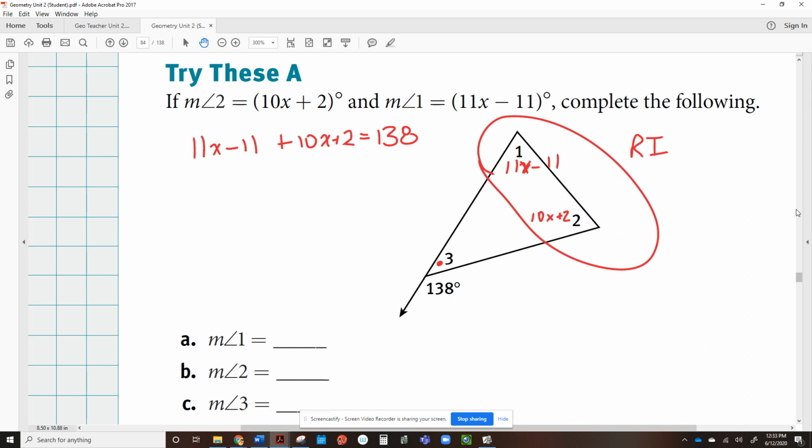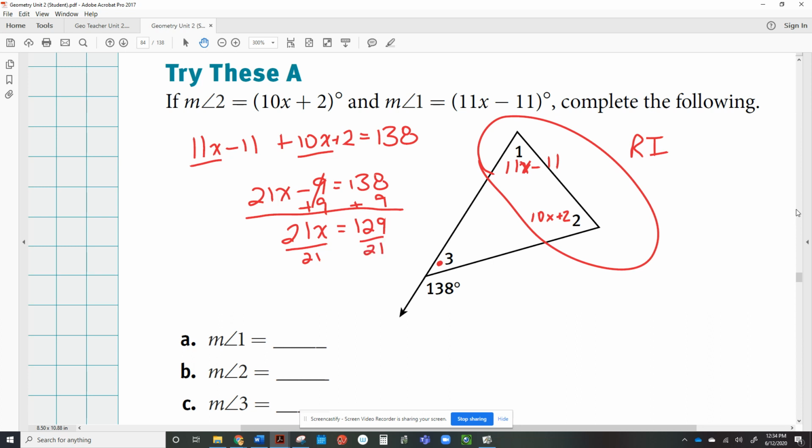So this is an algebra equation. I just need to add them together. So combine your like terms, 11x and 10x, that's 21x. A negative 11 and a positive 2, I believe, is negative 9. Okay, I've simplified this side of the equal sign, and I've simplified this side of the equal sign. So there's nothing left for me to do now except combine like terms by doing the opposite. I'm moving the constant to the other side of the equal sign. Those add to 0. 21x equals 138 minus 9. I believe that's 129.